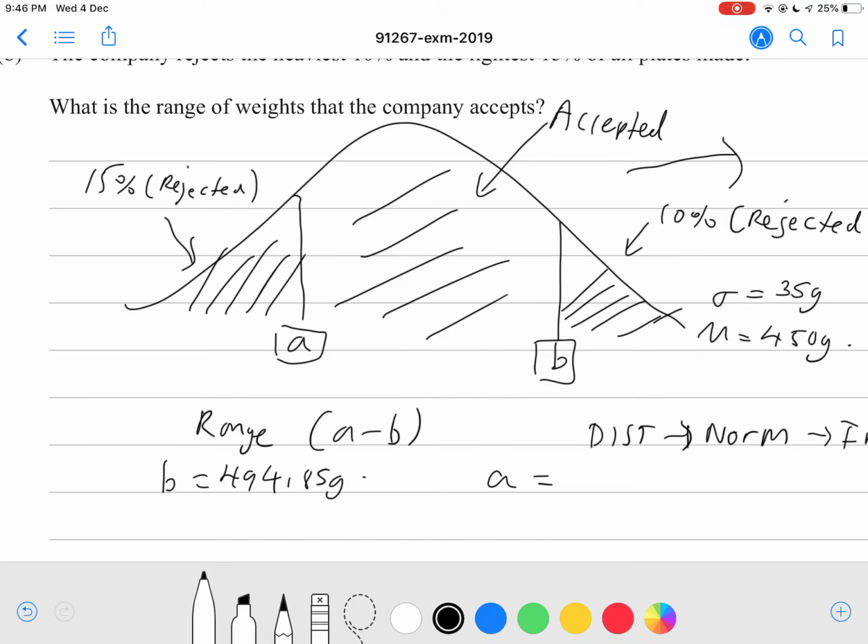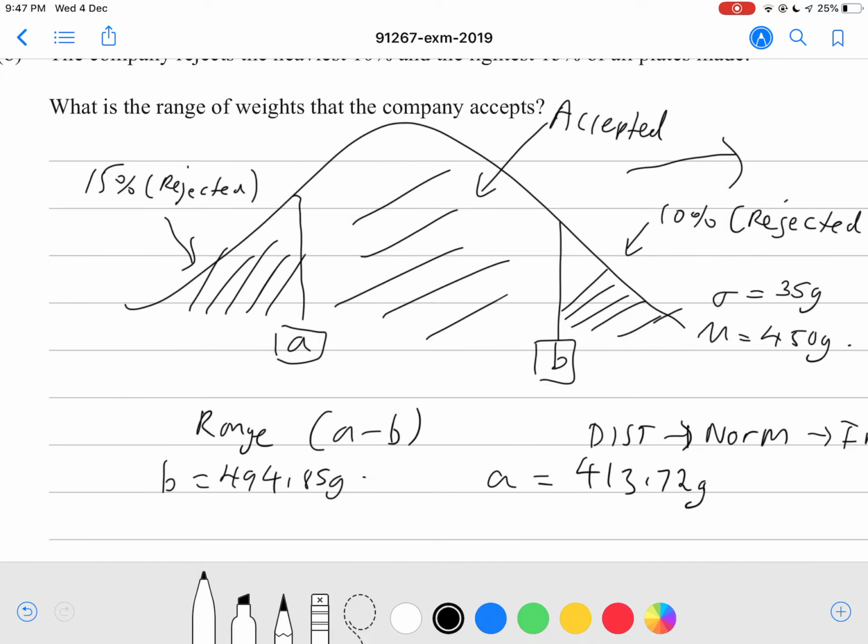In terms of our A value, this time we're looking at the left part of the graph, so you set your tail to left. To do that, you can just use F1 and F2 to alternate between the two. With tail left, your area would be 15%, which is 0.15.